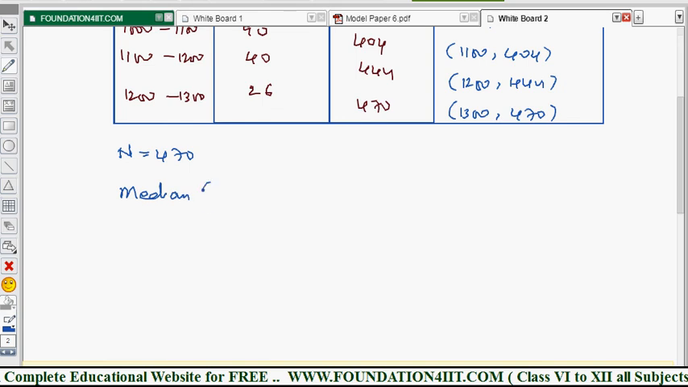The total number of employees is 470. Since 470 is an even number, the median is the 470 by 2 observation, that is the 235th observation. You should find this from the OG to get the median. So let's take the graph now to solve this. Easily we can find it out.